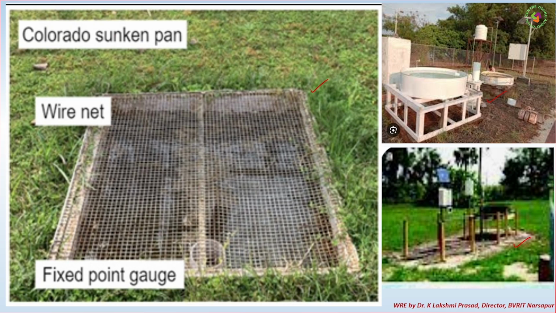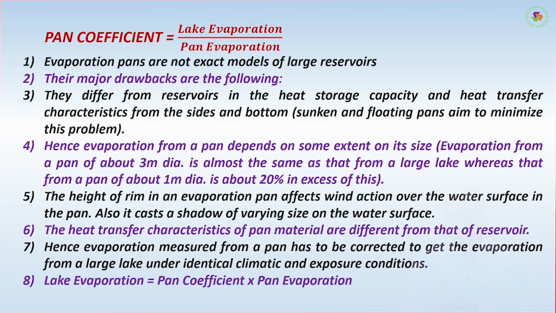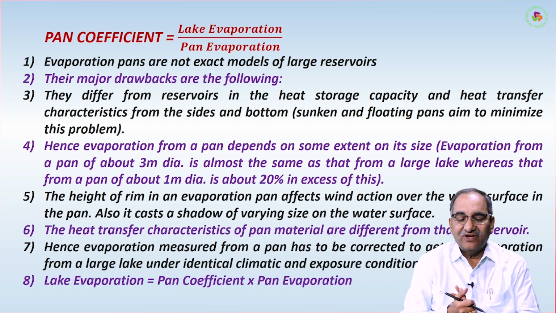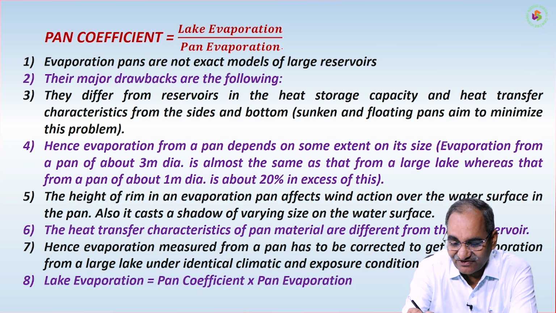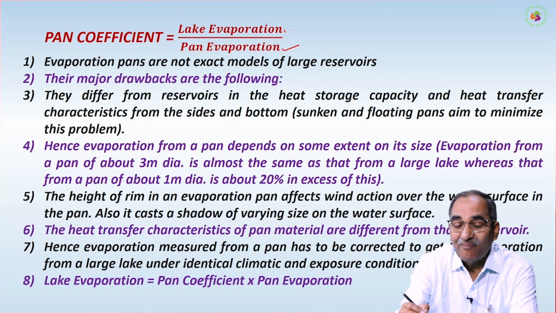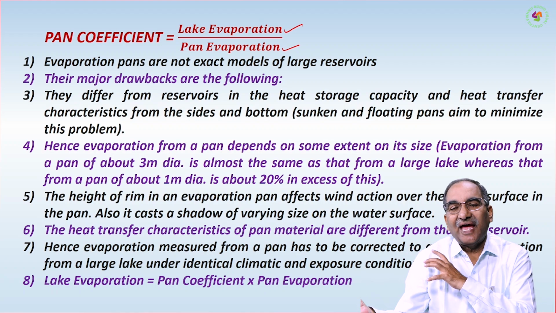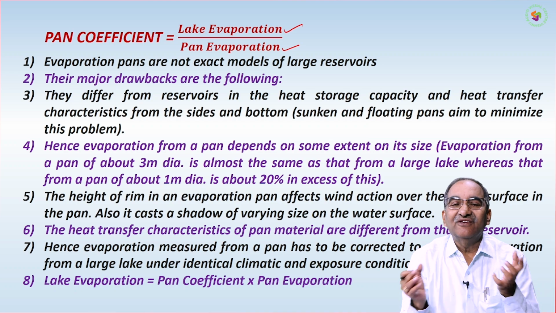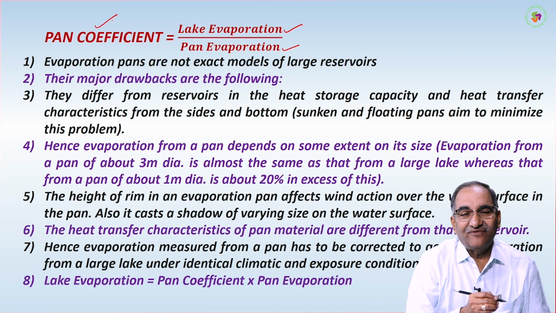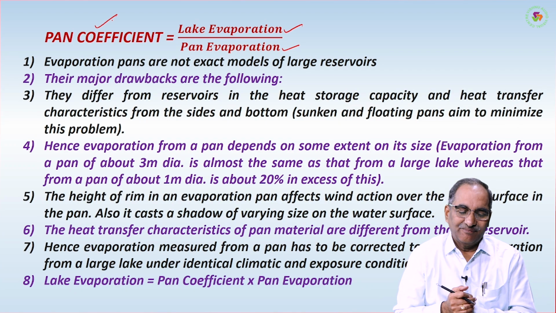This is the cylindrical pan or Class A pan or ISI standard pan. This is sunken. Sunken means actually it is buried into the ground, keeping a little bit above the ground level. Then what is pan coefficient? Pan evaporation is what we are going to measure. Lake evaporation is something that naturally occurs, and we are trying to equate this pan evaporation to the lake evaporation. If you want to do it, you need a coefficient. That is what we call the pan coefficient.